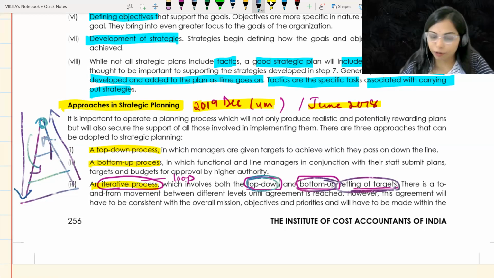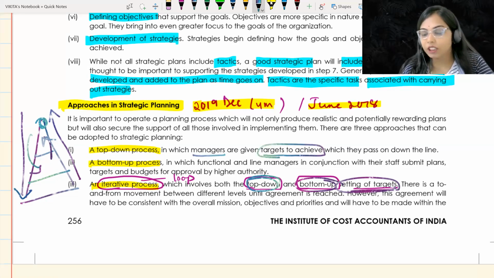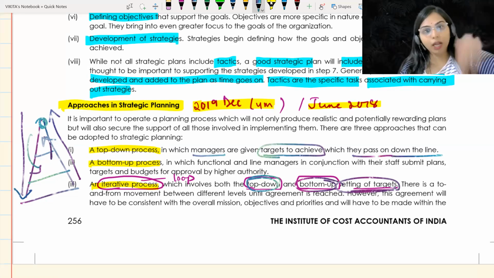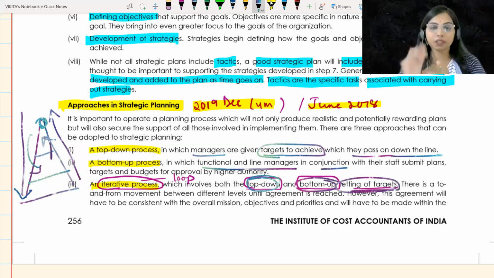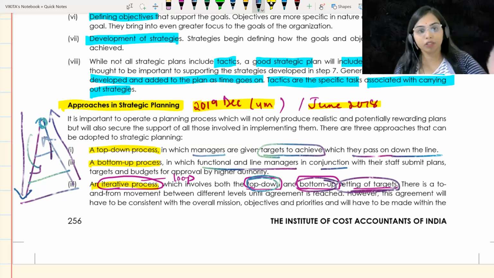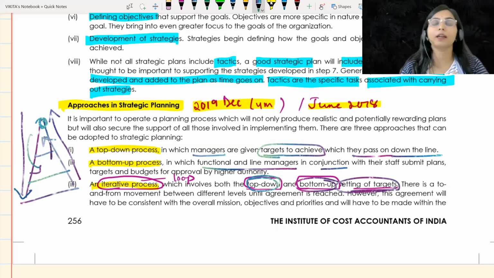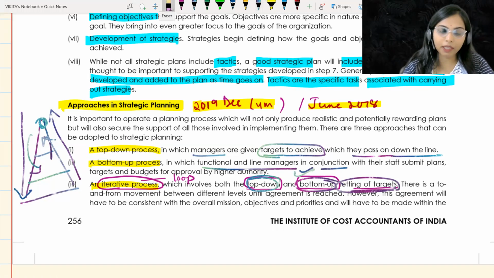That is what is given: the managers are given a target to achieve, which is passed down to the lower levels of the management. That is called top. Bottom means the functional and line managers coordinate with the upper staff, making sure the targets and budgets given by the higher authorities are properly fulfilled and approved. So this is how you have to read. Clear?